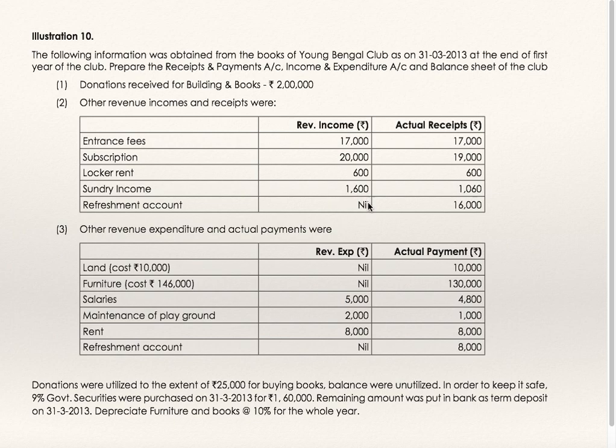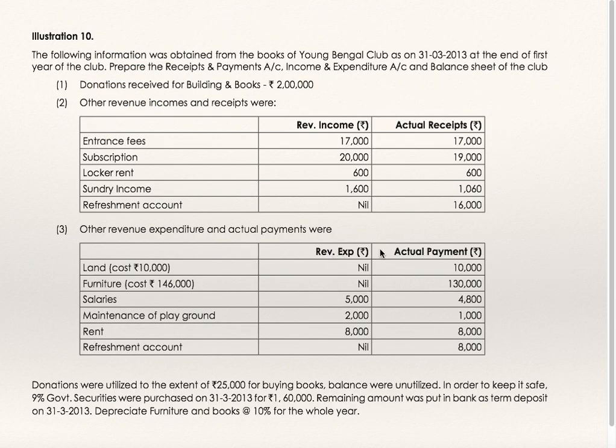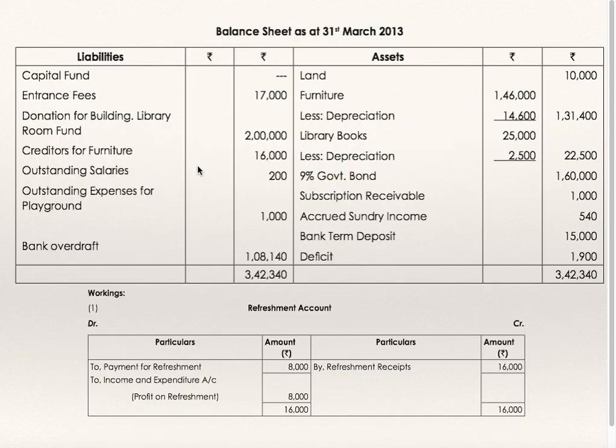Refreshment account revenue income: you do not have to show anything, they have given nil. Similarly, they have not put nil in entrance fees. So that's why I've asked you to put entrance fees under revenue. Actual receipts 16,000. Refreshment account 16,000. You don't have to put it as income because they have put nil there. Now expenditure. Revenue expenditure nil. Actual payment is 10,000 for land. Payment side buy land 10,000. Asset side land 10,000.